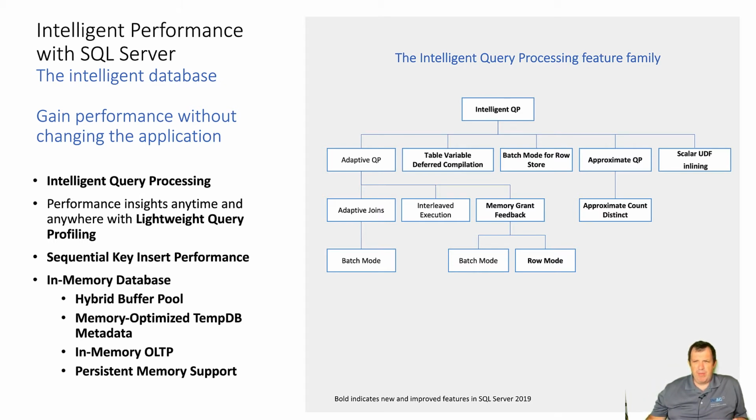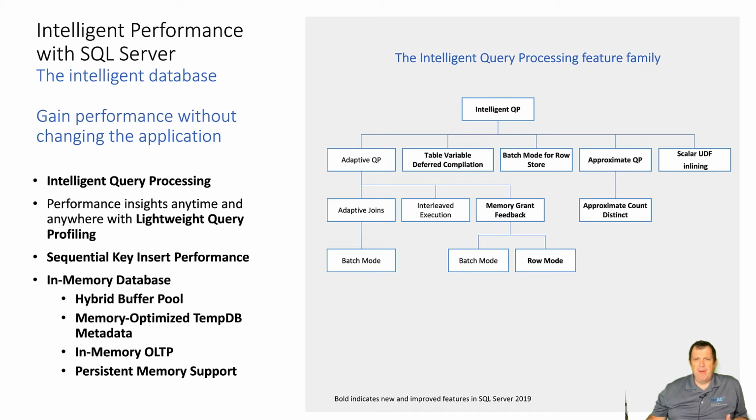We also have approximate count distinct. That's a feature that lets you do count distinct where you're not 100% sure about or care about the accuracy of the value. Where you might want to use this would be in pagination, a common use case. We have batch mode for row store that kicks in for some analytic queries. Okay, the big one here is table variable deferred compilation. I'll walk you through this and how it works in a second when we do this demo.